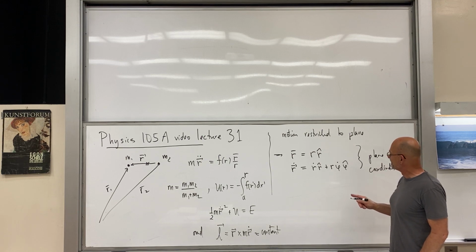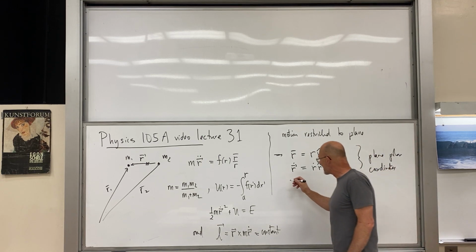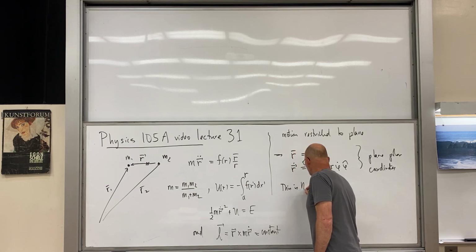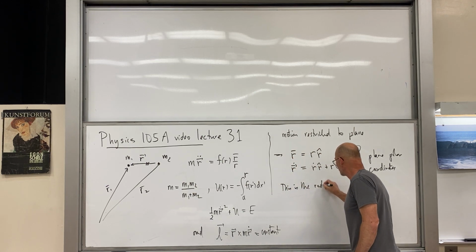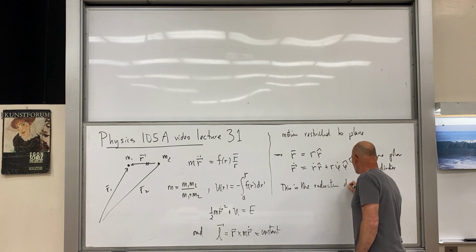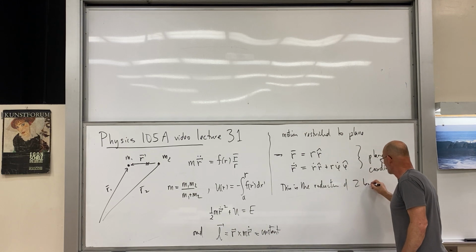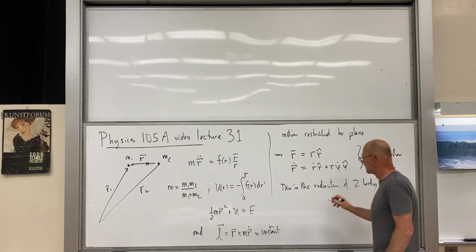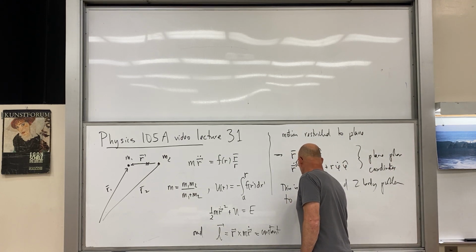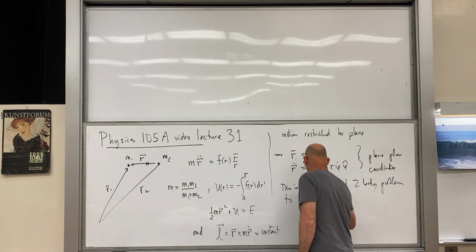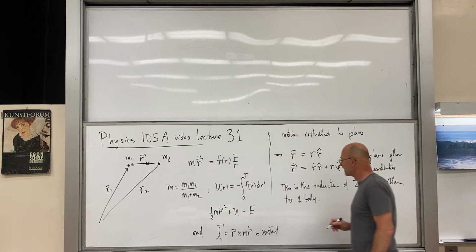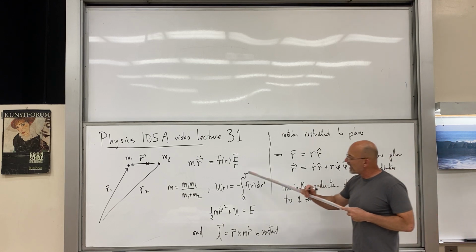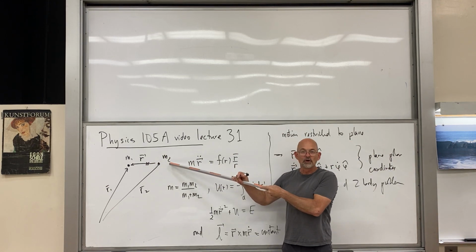And let me go ahead and write that down. Is the reduction of the two-body problem to one body, formally, right? And of course we can solve for R, and then we can go back and get these R1s and R2s.